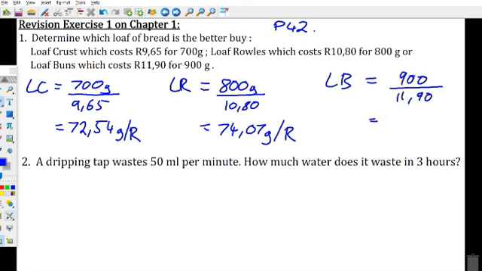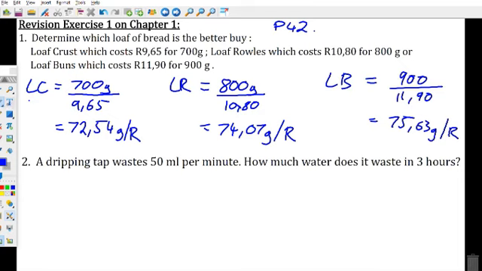And then for the loaf buns, it's going to be 900 divided by 11 Rand 90. So 900 divided by 11.90, and it's going to be 75.63 grams per Rand. So if you only had a set amount of money, what do you want to buy? The loaf crust, the loaf rolls, or the loaf buns? Which one is more? The loaf buns, because you get more grams of buns for 1 Rand.